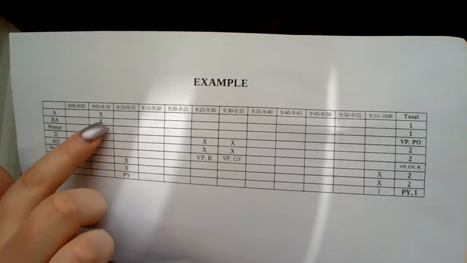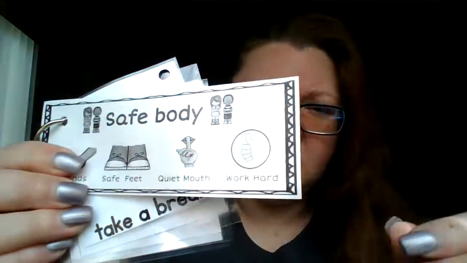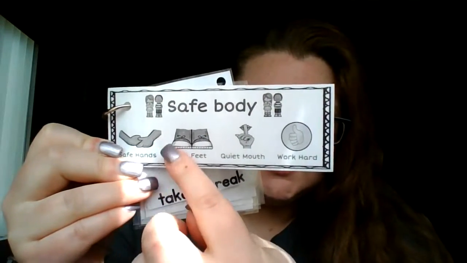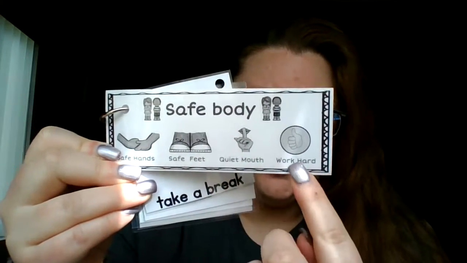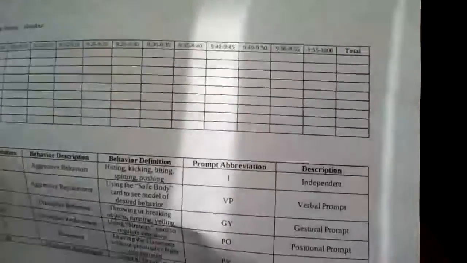We introduced the replacement behavior, which would be something like this, a safe body card. So these would be posted all throughout the classroom. Do you have safe hands, safe feet, quiet mouth, working hard? And then on the bottom, we have our prompts. I've also defined the prompts.